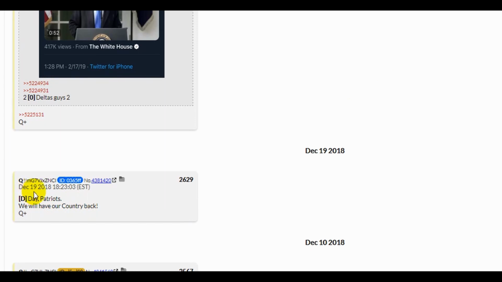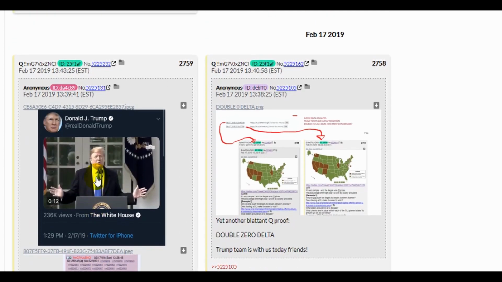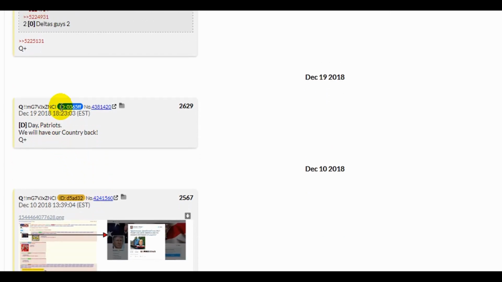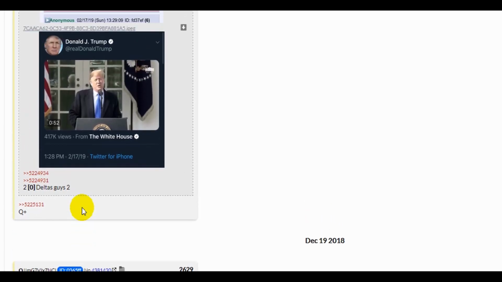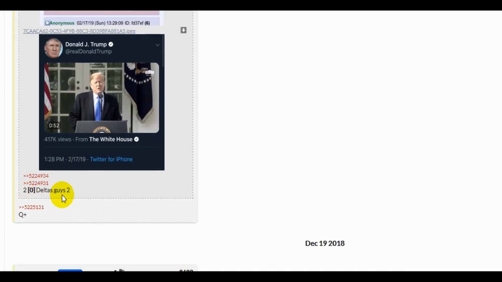We have December 19, 2018, D-Day Patriots, we will have our country back, exclamation point, Q plus. In this section of posts under the designation Q plus, I thought these back-to-back posts were somewhat interesting. So this is the February 17, 2019 post compared to the December 19, 2018 post. So in the older post, he says D-Day Patriots, we will have our country back. In the very next post, you have a reference post of 20 Delta Gaius 2.